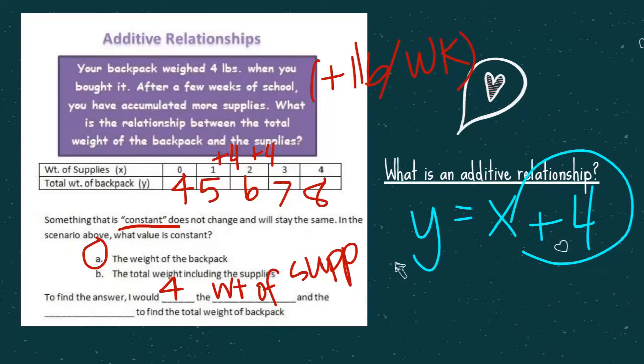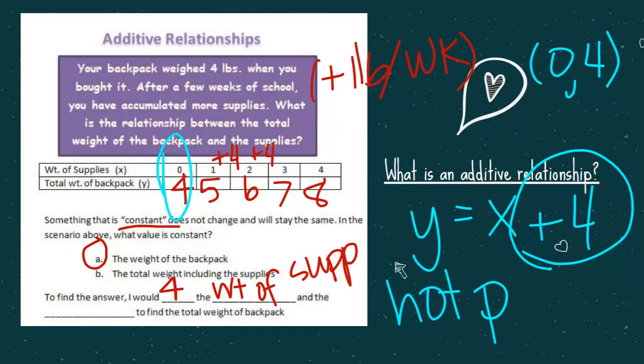Notice this has a plus 4, and we look at the table, we have a 0 and a 4. If it goes through the point 0, 4, that means it does not go through the origin, which means it is not proportional.